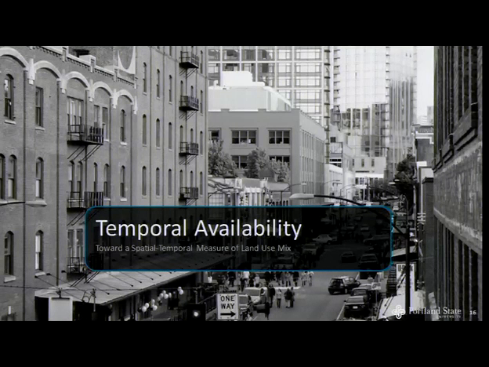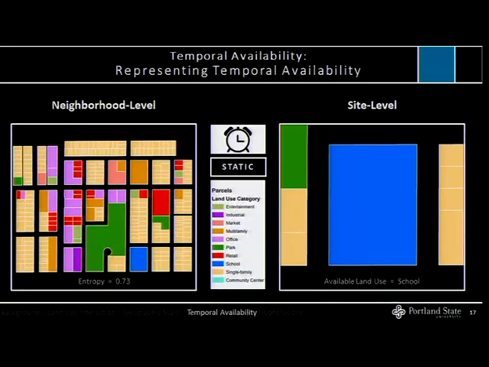The final one is this idea of the temporal availability. And so this borrows from the subdiscipline of time geography where you have this constraint-based approach to looking at the influence of the built environment on travel behaviors. And so typically when we're looking at land use mixing, we're doing it with a static snapshot that doesn't account for any variation in time across the day. And so we have this neighborhood level, which you guys are familiar with at this point, and we look at just a static snapshot of what the mixing looks like.